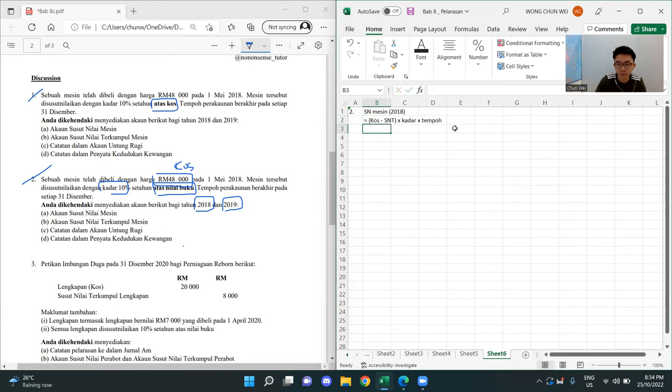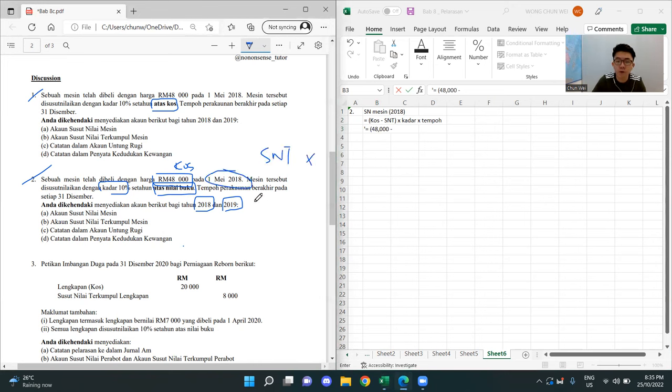Now, what is the cost for question 2? 48,000. What is the SNT here for 2018? Do we have SNT? The answer is no. Why? Because kita just beli the machine in 2018. If you just beli the machine, maksudnya it is not an old machine. If it's a new machine, there is no susut nilai terkumpul, so the susut nilai terkumpul will be zero. Only for those existing asset, bukan semasa, we have the SNT.